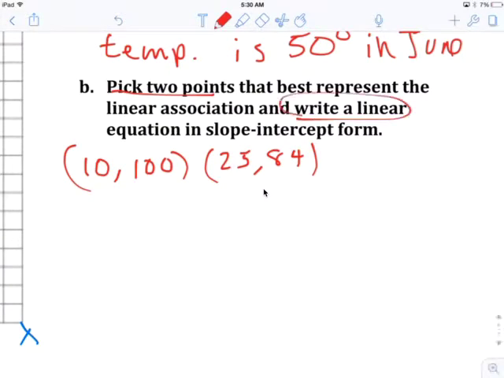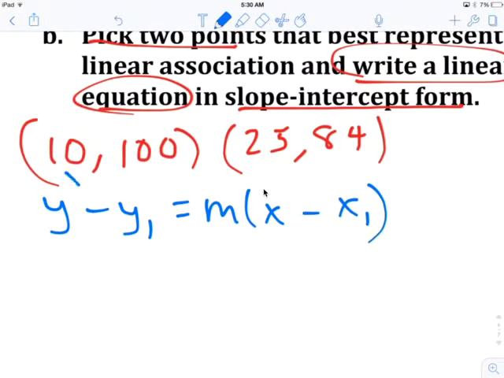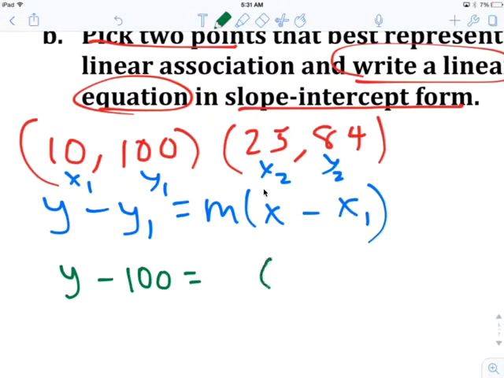Okay, we're asked to write a linear equation in slope-intercept form. You first have to start with point-slope: y minus y1 equals m times (x minus x1). Here, y minus y1, which is 100, equals m, we don't know yet, times x minus 10. Okay, let's find m.